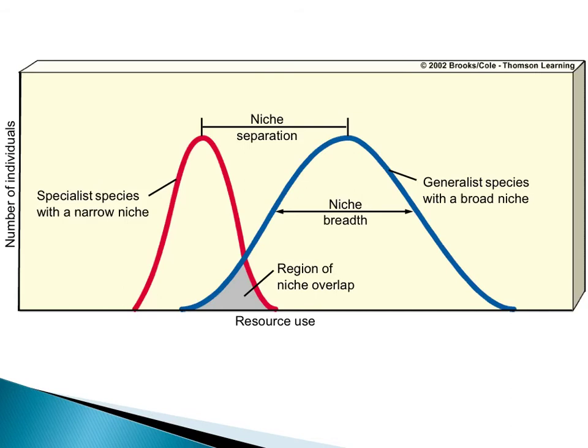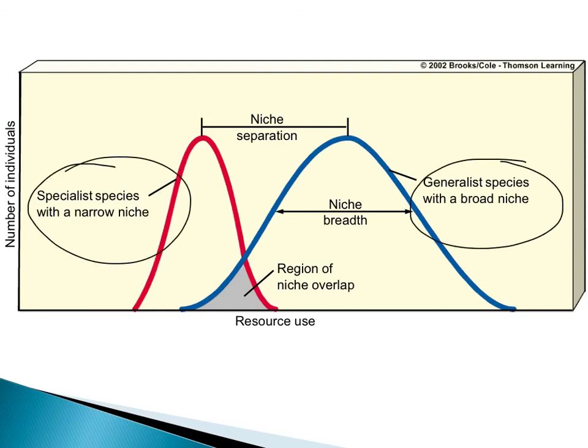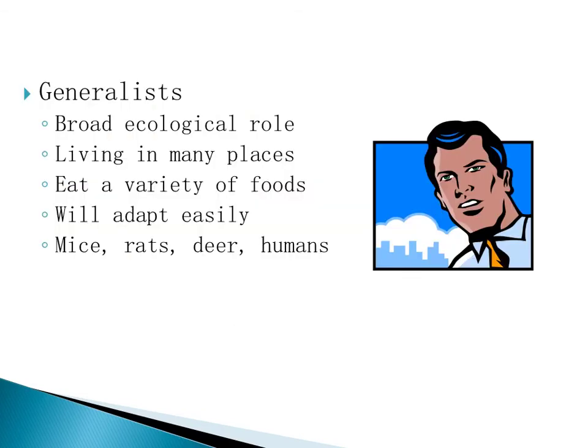Couple things. There are going to be two types of niche species, and this is really important to this class. There's something called the generalist and something called the specialist. A generalist has a very broad ecological role. We as humans are generalists. We eat a wide variety of food. We live in a wide variety of climates.